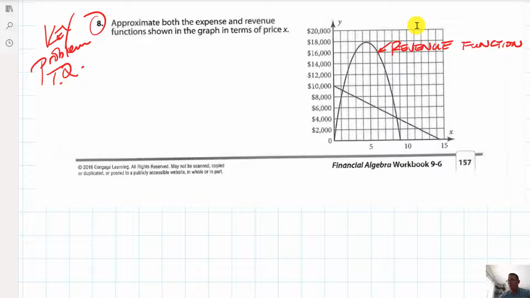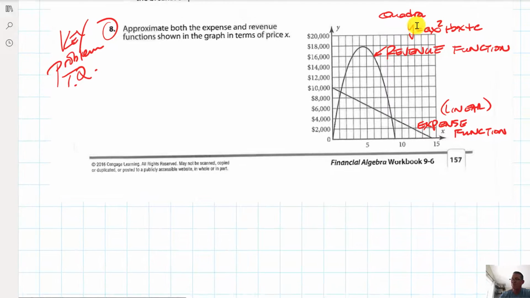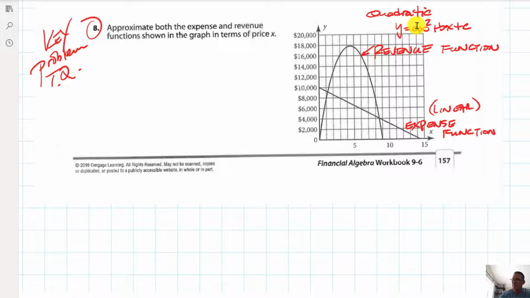And it's going to be some quadratic function. Then we've got our linear function down here, called the expense function, and it's linear. The curve, the revenue, is a parabola. So y is equal to ax squared plus bx plus c. It's called a quadratic, as you guys know, and we call those parabolas.